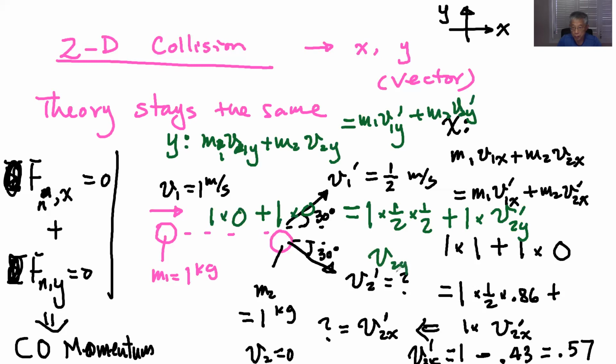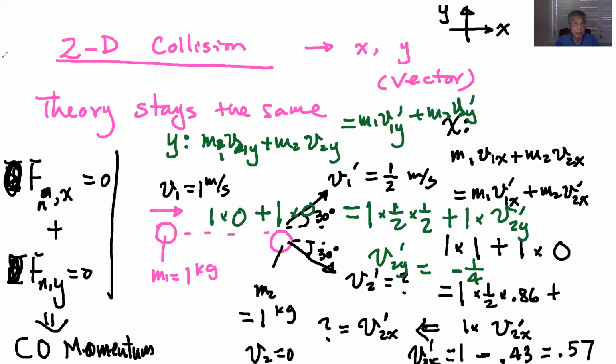So v2y prime is equal to 0 minus 1/4, right? Okay? So that's what we see. And so this one here is going to be this direction, right? And v2x is going to be positive, all right? So we find this, right? So that's how you solve a 2D collision problem, and you just divide it into x and y directions.